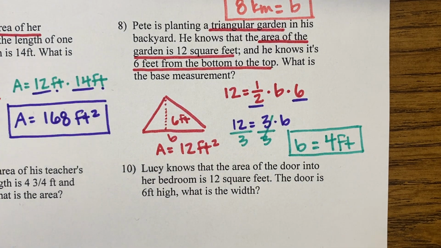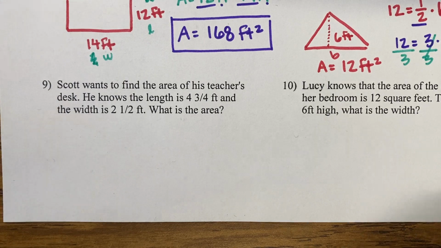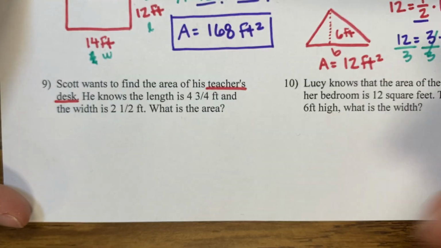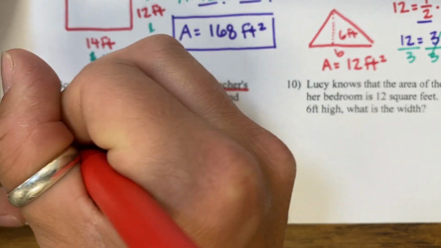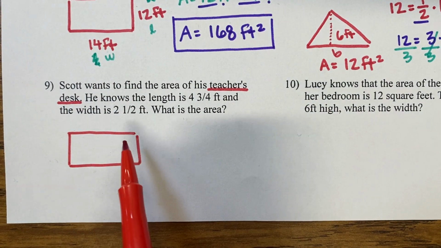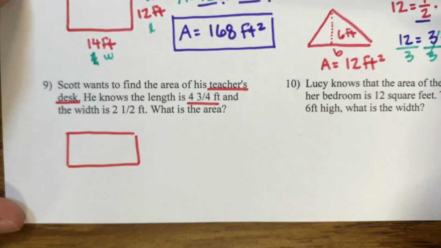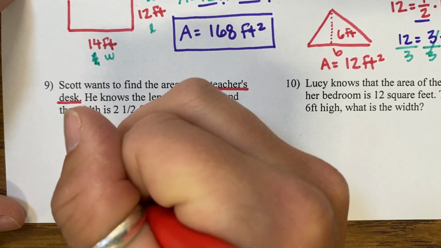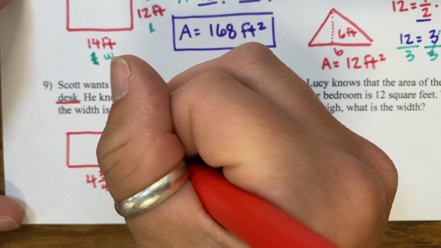Awesome. Okay, let's do 2 more. Scott wants to find the area of his teacher's desk. Okay, teacher's desk, what shape is that usually going to be? It's going to be a rectangle, most likely. I'm going to draw a rectangle. He knows the length is 4 3/4 feet. And the width is 2.5 feet.